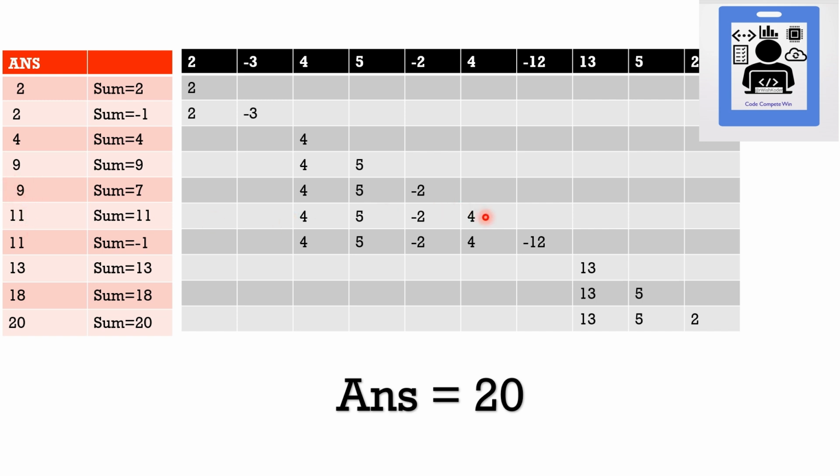Then we take 4, and 7 plus 4 is 11, so we update our answer because the maximum of 9 and 11 is 11. Then we take minus 12 and our sum becomes minus 1. Our answer remains the same, 11. And if our sum is negative, then we discard the previous elements.